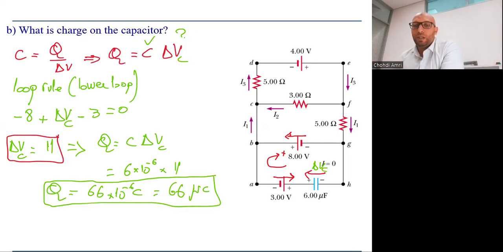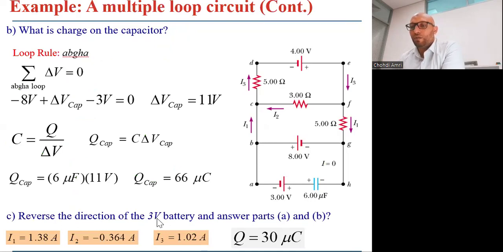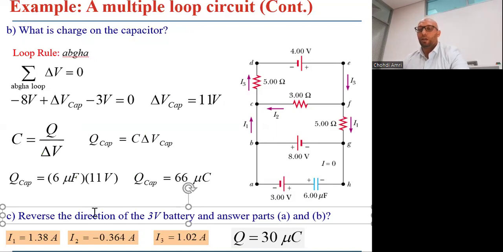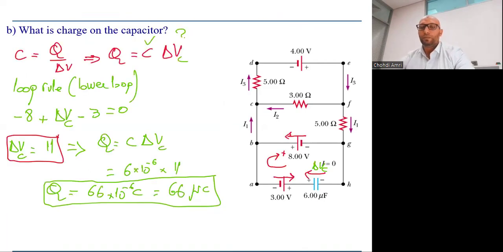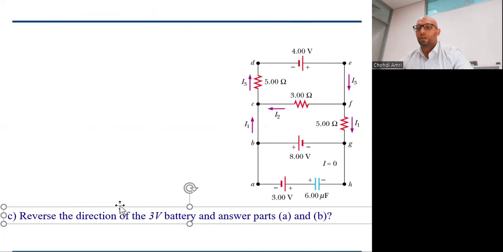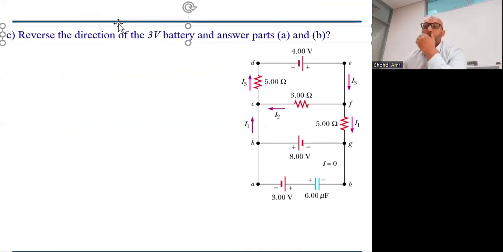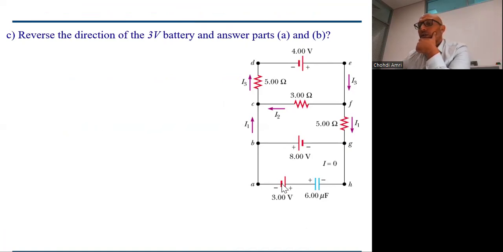Okay, so I think there is another question: reverse the direction of the 3-volt battery and answer parts A and B. Here we said reverse the direction of the 3-volt battery. If we reverse the direction of the 3-volt battery, it would be like this. And the potential difference across this 3 volt will be to the left, and the potential difference here to the left, also here to the left.